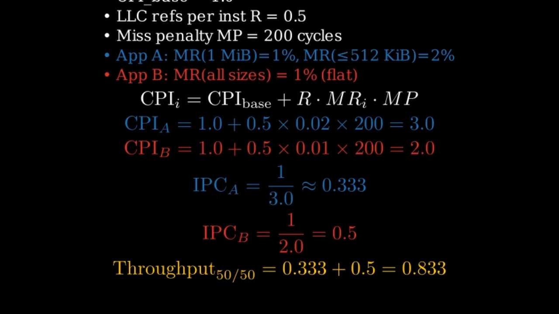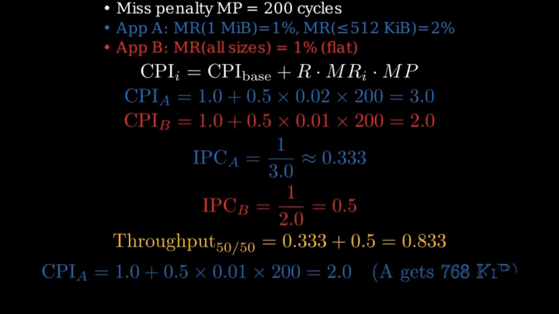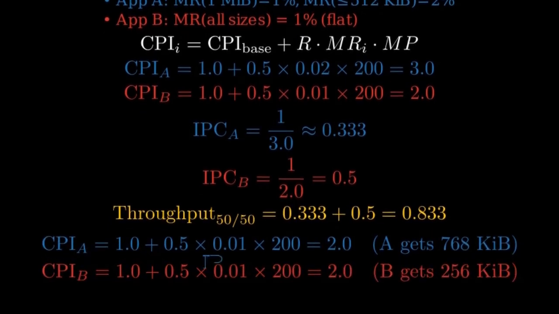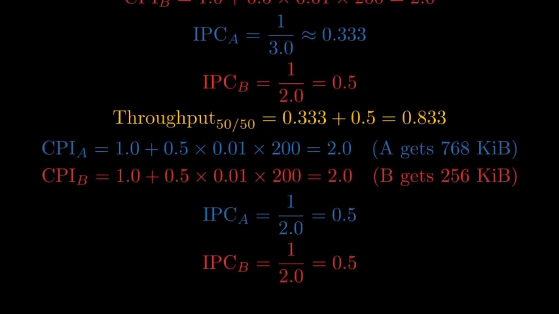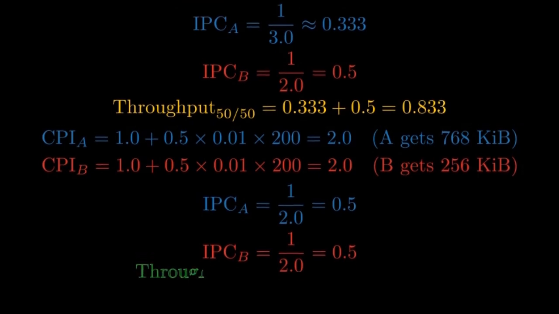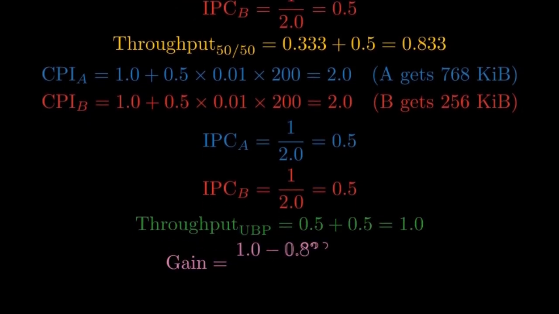Now, consider utility-based partitioning. Because application A gets a big reduction past 512 kilobytes and application B is flat, give more cache to A, for example 768 kilobytes to A and 256 kilobytes to B. This places application A above the 512 kilobyte knee, so its miss rate is 1% and application B stays at 1%. Then both CPI values are 2.0. Each IPC is 0.5, so the total throughput is 1.0. The throughput gain over the equal split is about 20%.